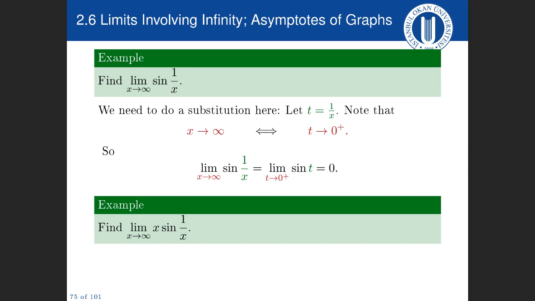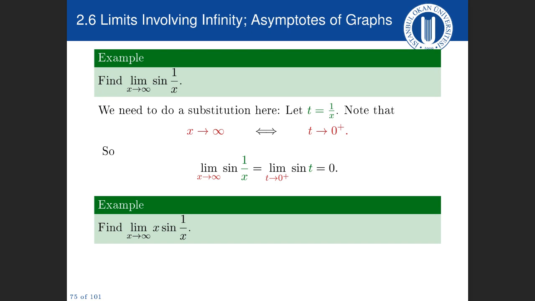The limit that I want to calculate, the limit as x tends to infinity of sine of 1 over x, is the same as the limit as t tends to 0 from the right of sine t. And that one we know how to calculate. We know that that is equal to 0. I've done a substitution. I've replaced 1 over x by t, and I've changed my possibly difficult limit into an easier one.